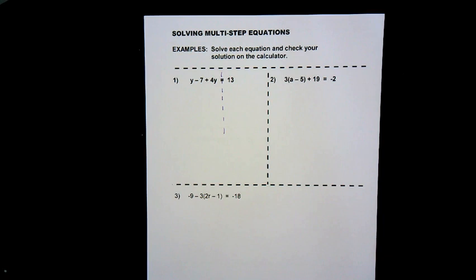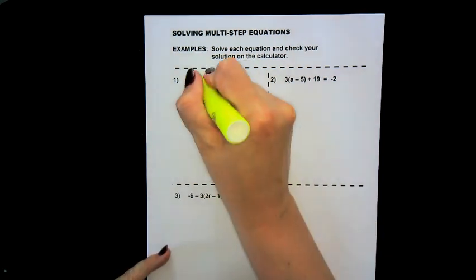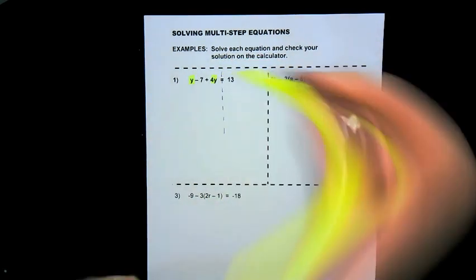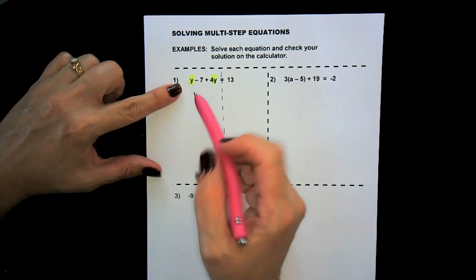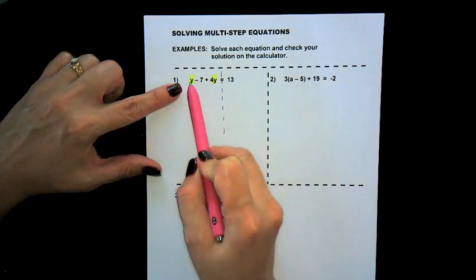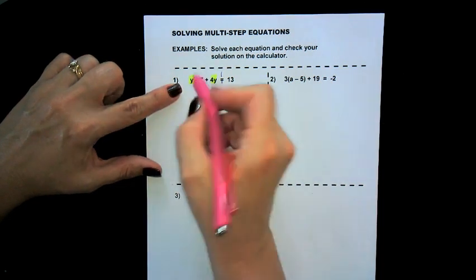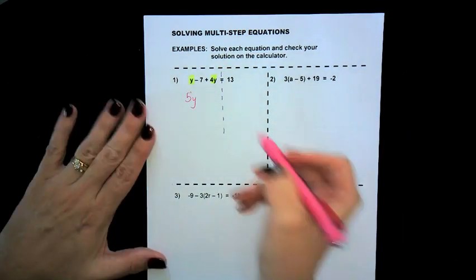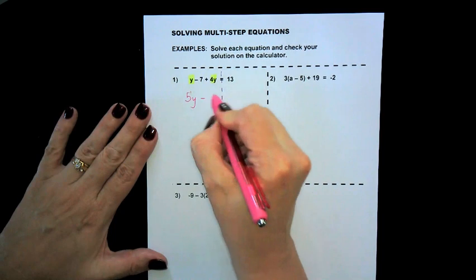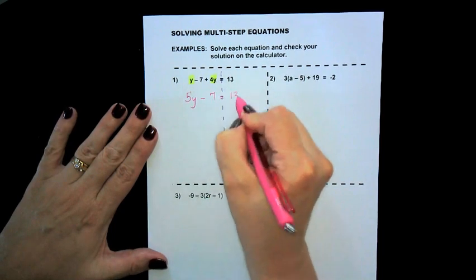Well, I do see that there are 2 terms that have y's in them. You might have seen the y and the 4y. So what we're going to do is we're going to combine those like terms. 1y plus 4y would give me 5y. And 5y then minus 7 would equal 13.